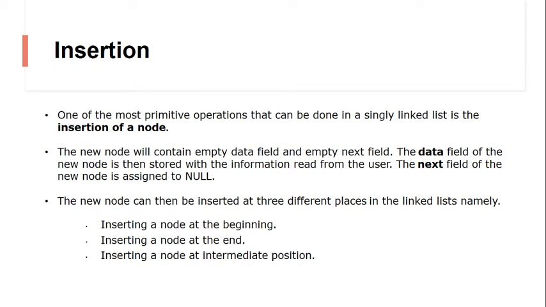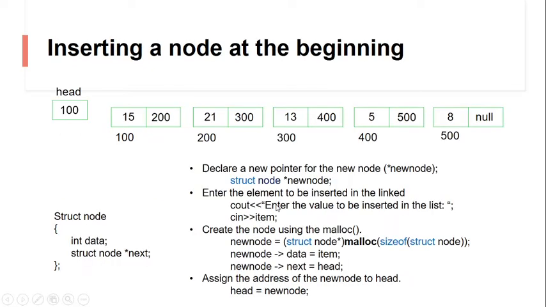Now if we'll be inserting a node at the end, it will be right after the last node, which is 3. And for inserting a node at an intermediate position, we'll enter a certain position where we want to insert a particular node and move along the nodes to the point where we want to insert a particular item on the list.